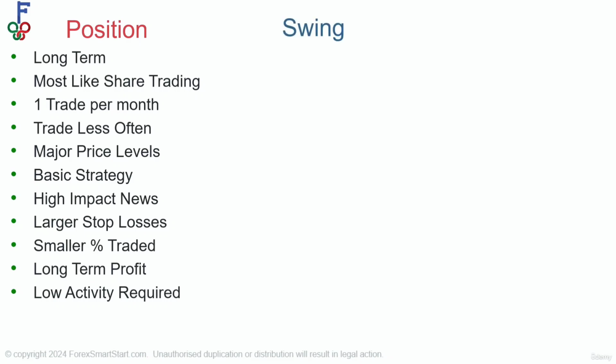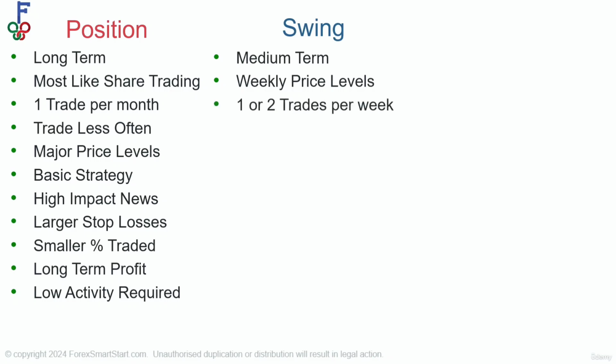Swing trading is more of a medium-term strategy. They look at their weekly price levels to determine their entry and exit levels. They look for 1 to 2 trades per week. They have a more detailed strategy, taking into account more factors than position traders do. They trade medium to high impact news announcements.